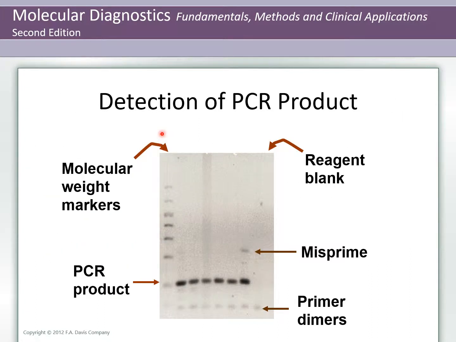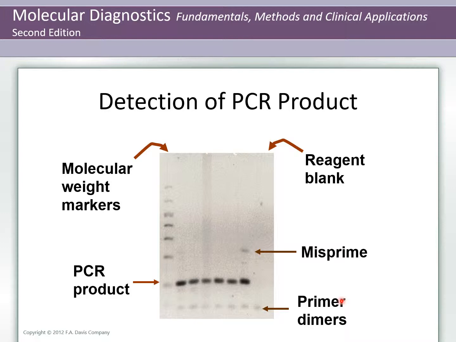This is an example of PCR products after resolution on agarose gel and staining with ethidium bromide. Molecular weight markers in the first lane are used to estimate the size of the PCR product. The intended product in this example is 125 base pairs. Primer dimers and misprimed product are also present in this example. So here we have misprimed product, and here are primer dimers.